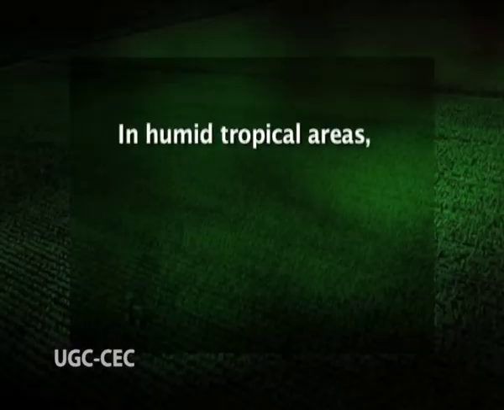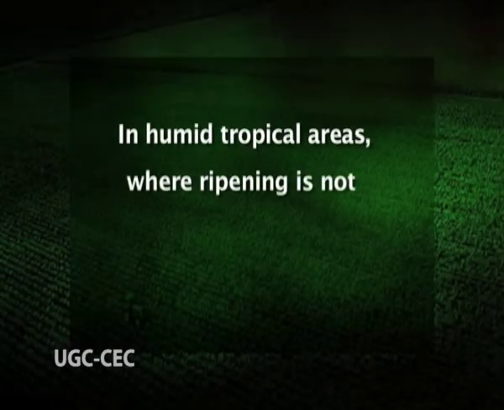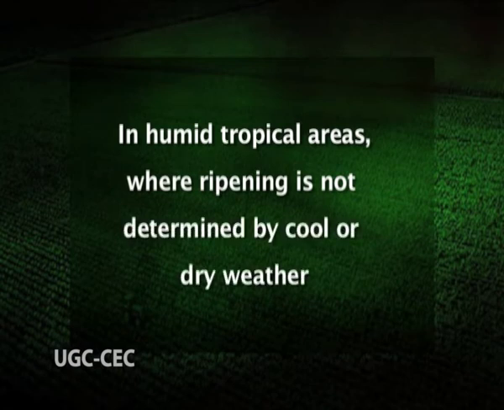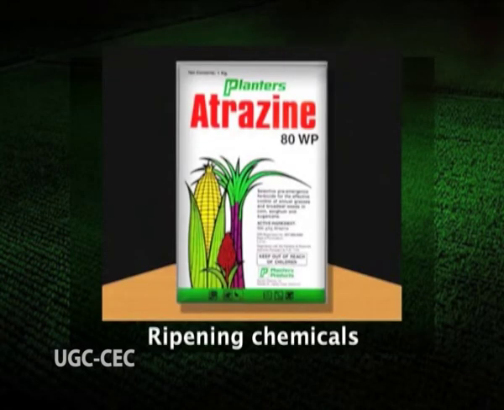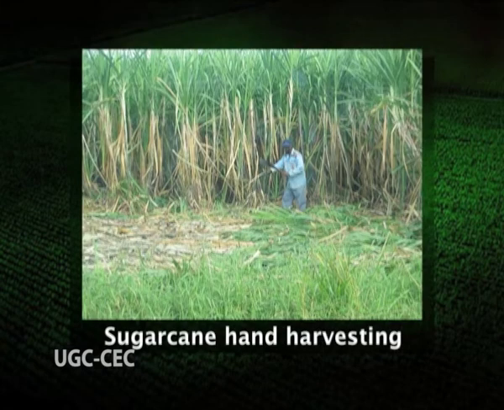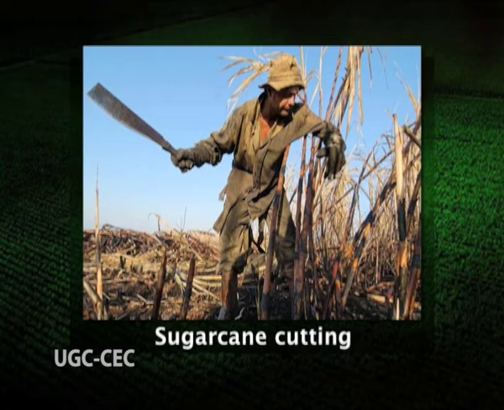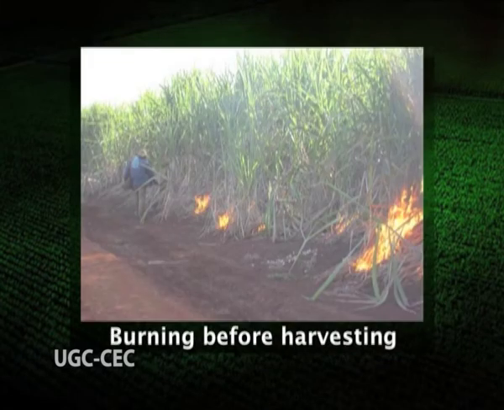In humid tropical areas, where ripening is not determined by cool or dry weather, the entire crop can be made to ripen at a chosen time by the use of a chemical treatment. Cane is still often harvested by hand. The stems are cut off near the ground with a heavy knife, the green tops are cut off and the leaf sheaths stripped off. The work is made easier by burning the fields before the harvesting.